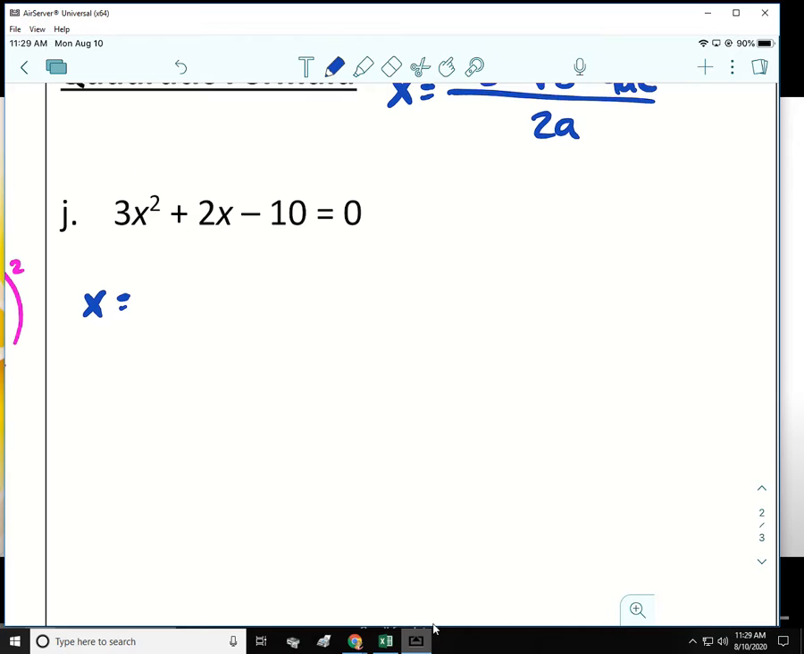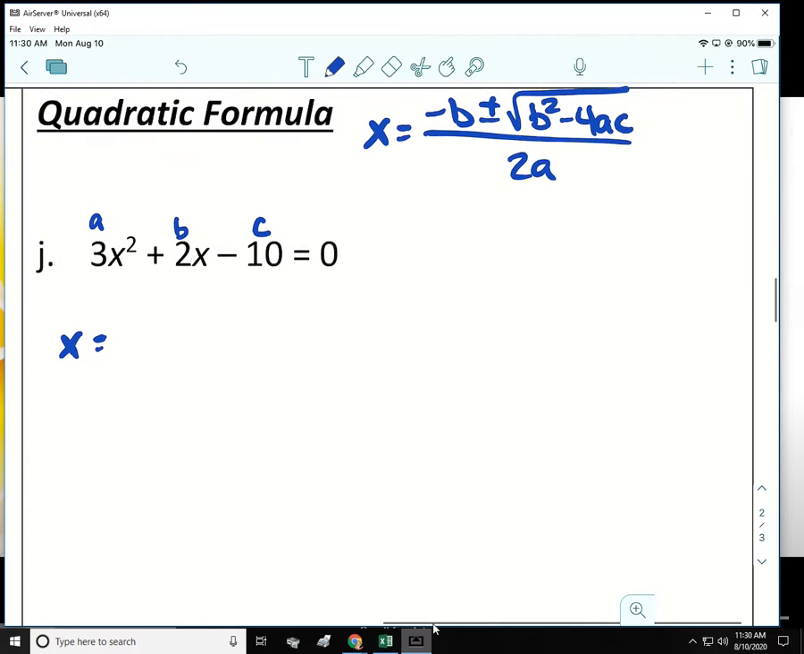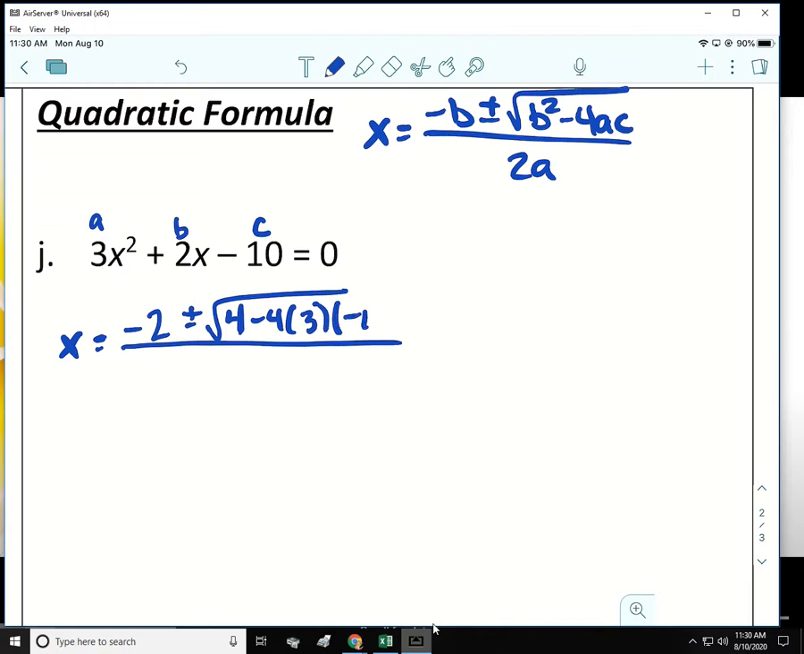Okay, so let's talk about A, B, and C. A is 3, B is 2, C is going to be -10. If you didn't write down the quadratic formula yet, jot it down. And then we're just going to plug in our values. So the opposite of 2 plus or minus the square root. I'm going to go ahead and square 2, get 4. This 4 times A times C divided by 2A.